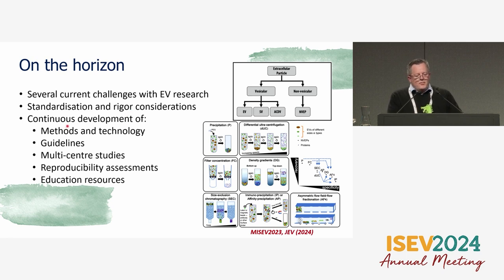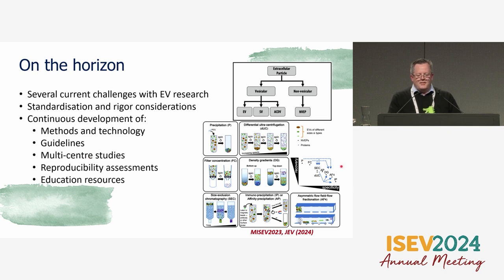And that to really move the field forward, we need the continuous development of methods and technology, development of guidelines, also multi-center studies. We want to see our own research repeated in other laboratories. That's one of the best validations that you're onto something, is to see someone else in a different lab repeat what you've just done. And that leads into things like reproducibility assessments and development of education resources.